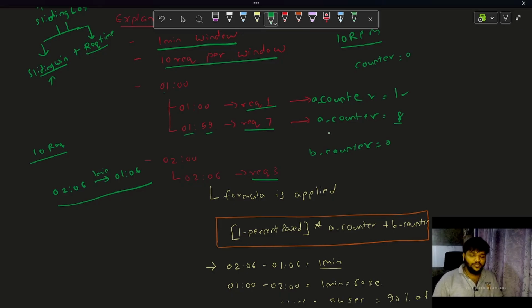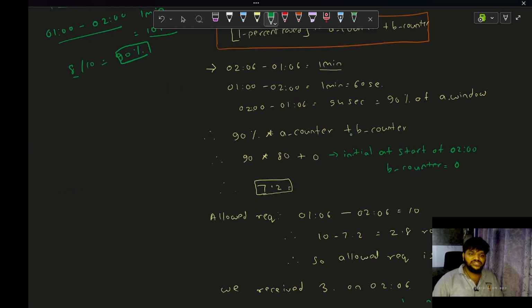It is complex. Just bear with me for a few minutes. So let's take an example. 0:02:06 to 1:06, 1 minute of a window. 01 to 02, that is 1 minute, 60 seconds. 02 to 1:06, that is 54 seconds. That is 90% of the window.